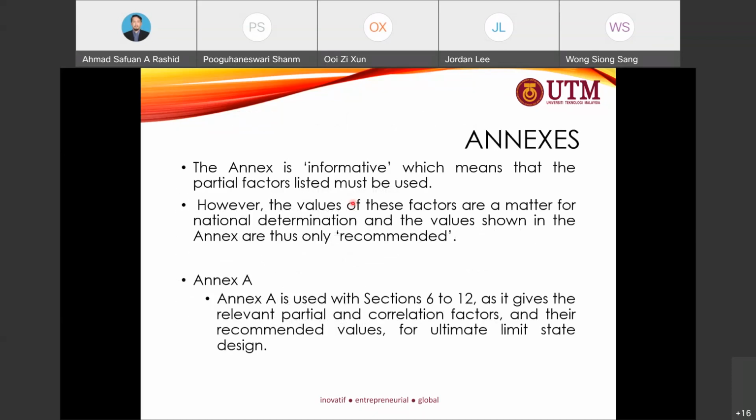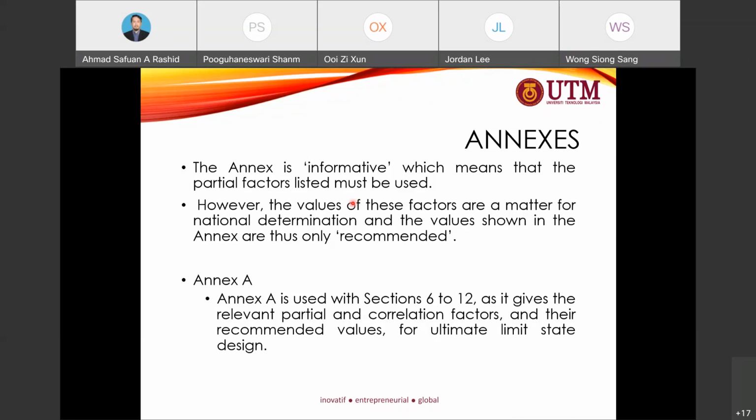The annexes are informative, which means that the partial factors listed must be used. However, the values of these factors are a matter for national determination, and the values shown in the annex are only recommended. Annex A is used with sections 6 to 12 as it gives the relevant partial and correlation factors and their recommended values for ultimate limit state design.